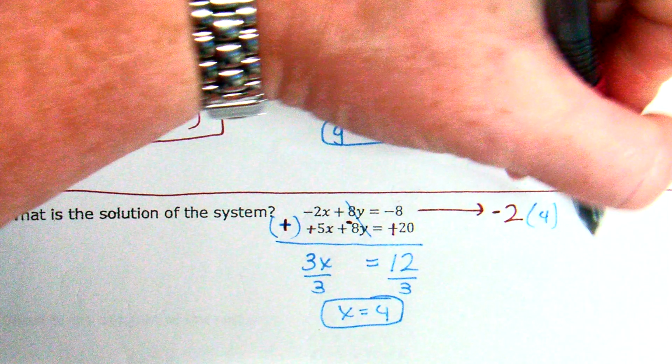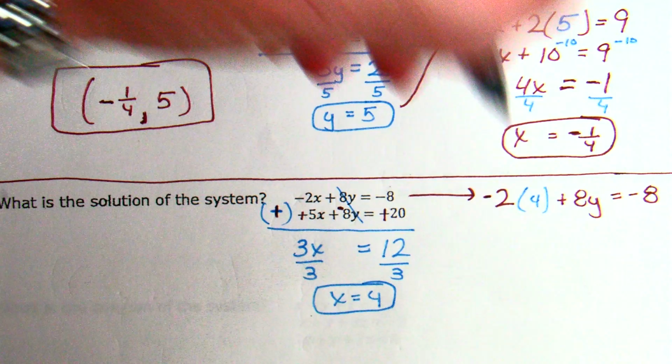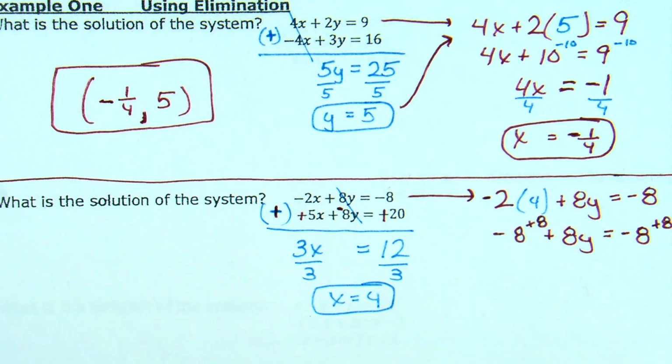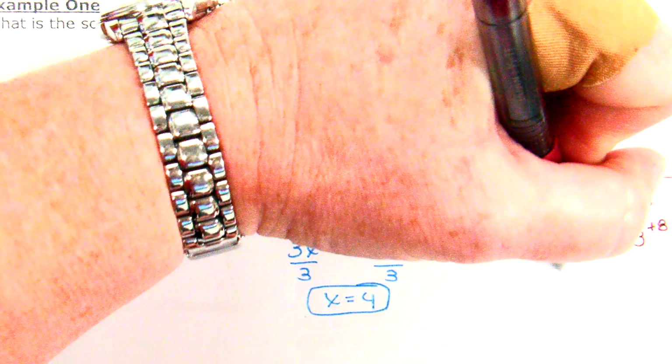What's your first step here? Multiply it. Negative 2 times 4 is negative 8 plus 8y equals negative 8. How do I get the 8y by itself? If it's a negative 8, to move that to the other side of the equation, we're going to add 8. We add 8 to one side, add 8 to the other side. Negative 8 plus 8? 0. So now I have 8y. Negative 8 plus 8? 0.